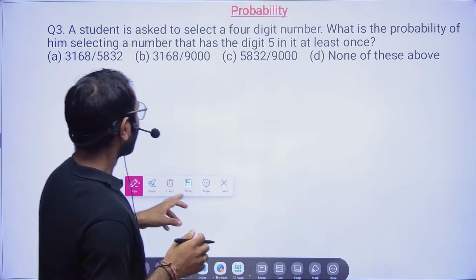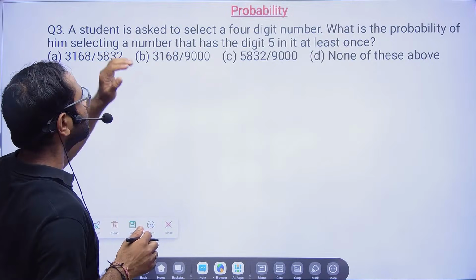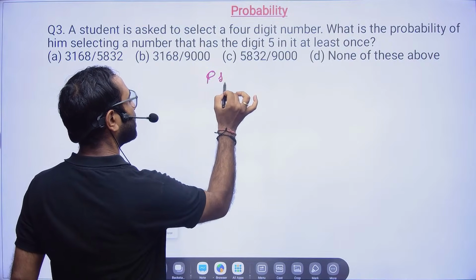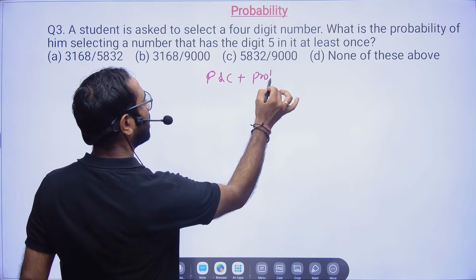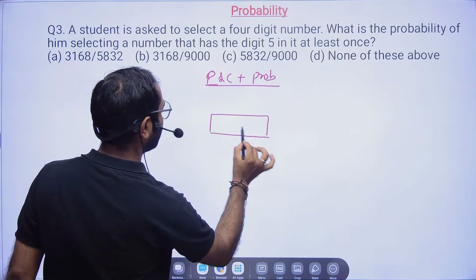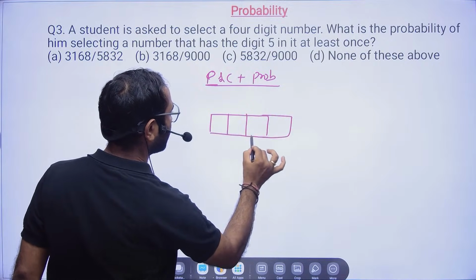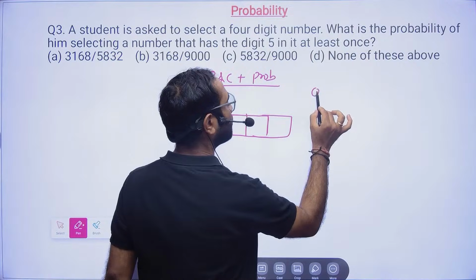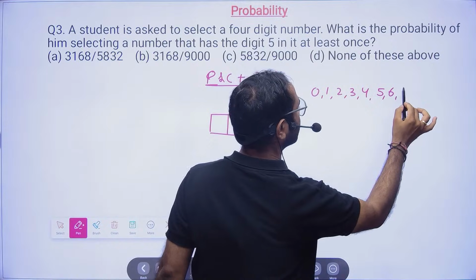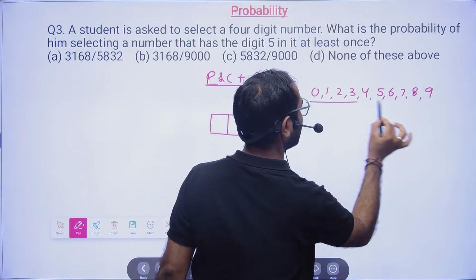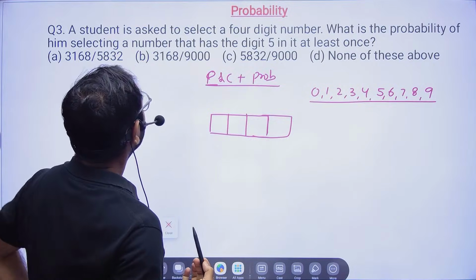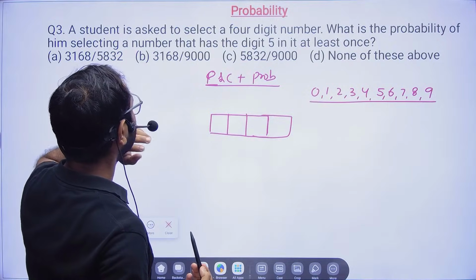Let's see. So a student is asked to select a 4-digit number. So this is having a combination of permutation and combination plus probability. Okay, this is a combined question. A student is asked to select a 4-digit number. Now, how many digits do you have, sir? 1 2 3 4 5 6 7 8 9. So in total we have 10 digits. Now, what is the probability of him selecting a number that has digit 5 in it?